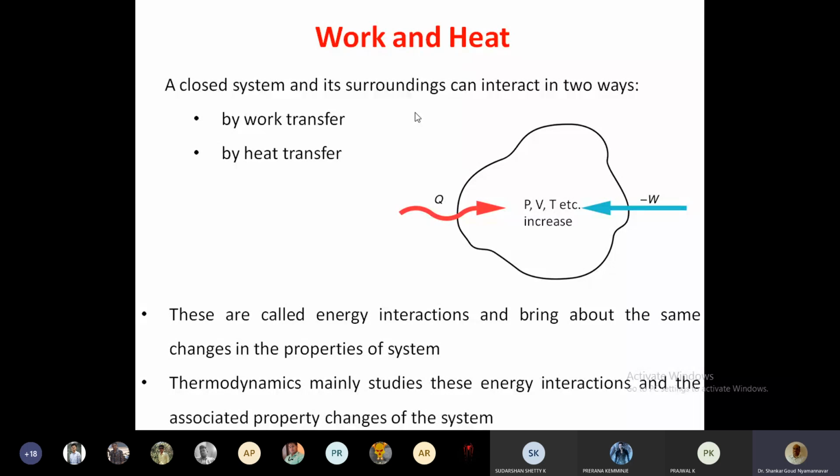Similarly, 1 kilowatt means 1000 joules per second. Every second, 1000 joules of energy is generated or consumed. Similarly, 1 megawatt means 1 million joules per second is generated or consumed. A 1000 megawatt power plant is very common. 1000, 2000, 3000, 4000, up to 8000 megawatt power plants are available. Some very big power plants are 10,000 megawatt.